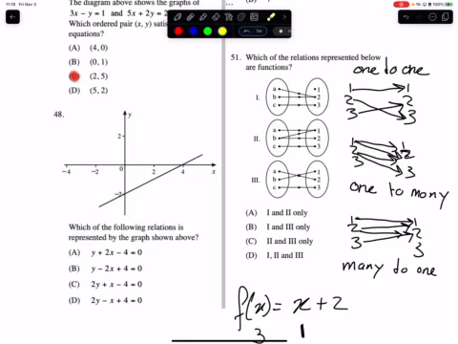I also have x squared. That's another type of function. What type of function is x squared? If I have 2, the 2 squared, answer is 4. But if I have negative 2 squared, the answer is also 4. That means I have a many to 1. 2 and negative 2 go to the same y. That's a many to 1.